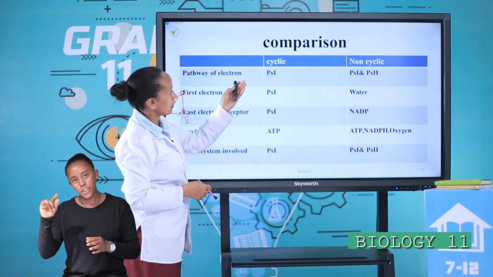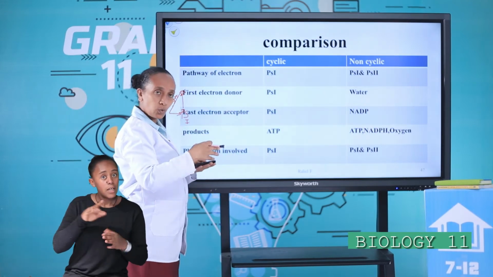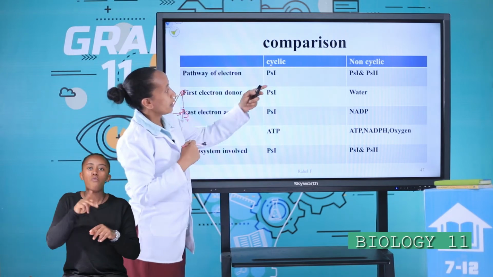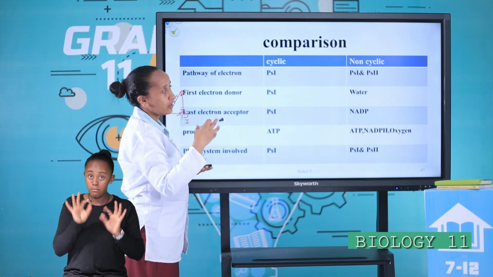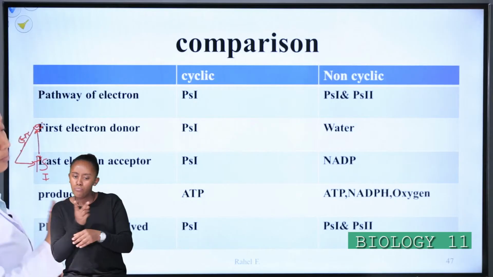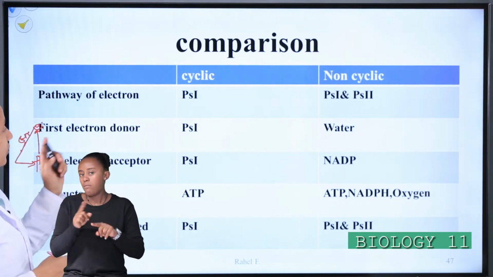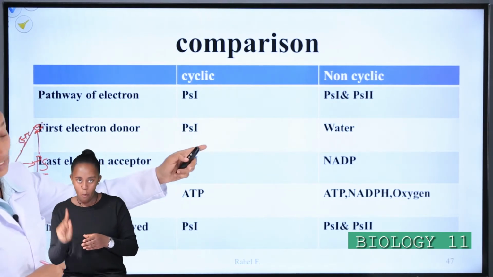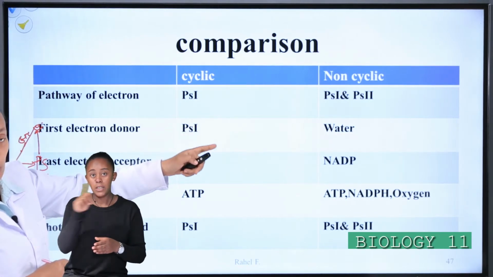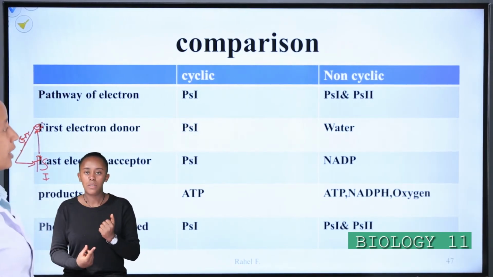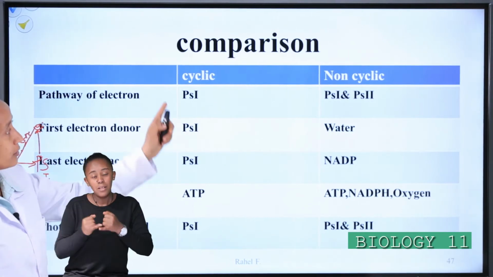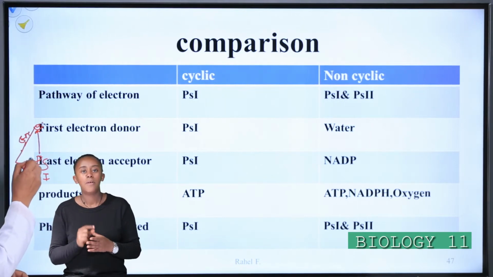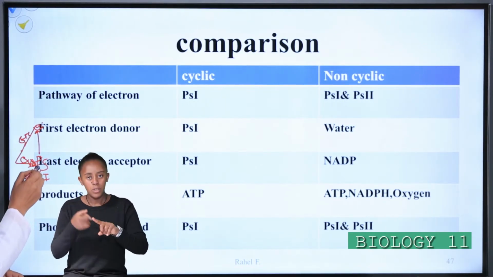For example, in cyclic photophosphorylation, electrons will leave from photosystem 1 and return back to photosystem 1. In the case of non-cyclic, electrons will leave from both photosystems, but they do not return back. The first electron donor in the case of cyclic is photosystem 1. In the case of non-cyclic, it is water, as we said in the light reaction. The last electron donor in cyclic is photosystem 1, as I have said here. Lastly, electrons will be returned back to photosystem 1.